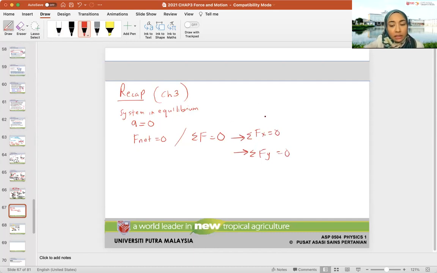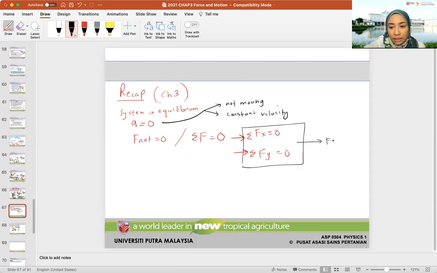So net in the Fx and net in the Fy is equal to 0. So this is when your system is in equilibrium. How do you know if it's in equilibrium? It's not moving, or it has a constant velocity. How do we know this is the condition for a system in equilibrium? Because not moving and constant velocity equals a equals 0. It is related to a equals 0. So from here, you have two conditions that you need to use with your free body diagram.